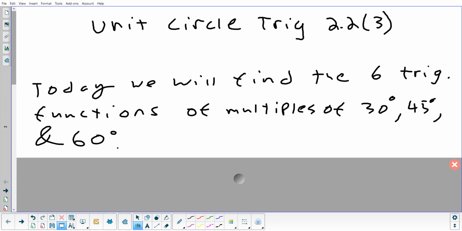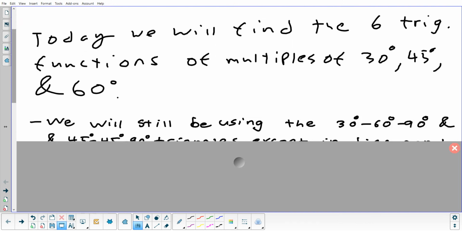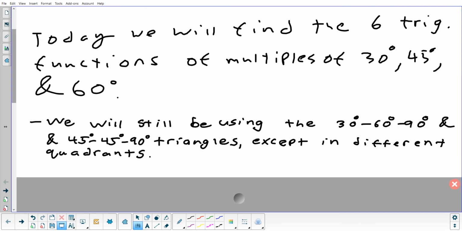What happens if the 30, the 45, or the 60-degree angle is in one of the other quadrants? So in other words, it would be a multiple, like 120 or 150. And so we'll look at how to do that. The idea is you're still using the basic triangles that we did yesterday. We don't have to go through and use Pythagorean theorem and figure out all those coordinates again, because it's going to be the same triangles we had. They're just going to be mirror imaged or flipped into other quadrants.